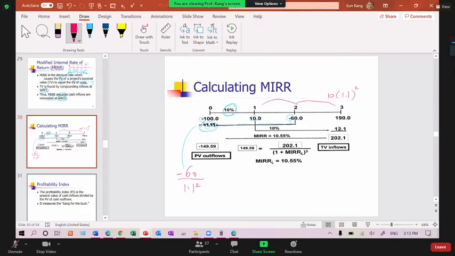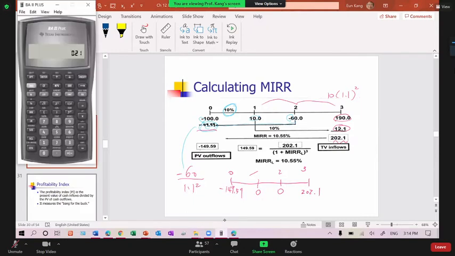So now this is your terminal value, and this is your terminal value. So you add them up, right? Then 202.1, and you move all the negatives to the present. So you add these two: minus 149.59. So the final cash flow will be like this: 0, 1, 2, 3, where 149.59 negative, 0, 0, and 202.1.